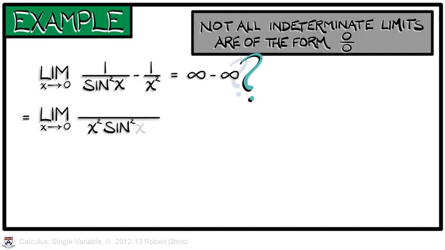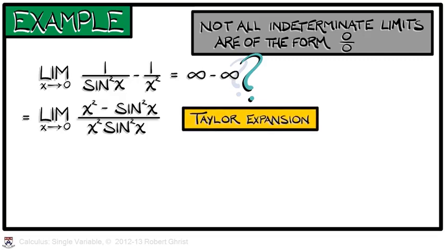So let us put this over the common denominator of x squared times sine squared of x. The resulting numerator is x squared minus sine squared of x. And now we can apply L'Hopital's rule, or, in this case, Taylor expansion.